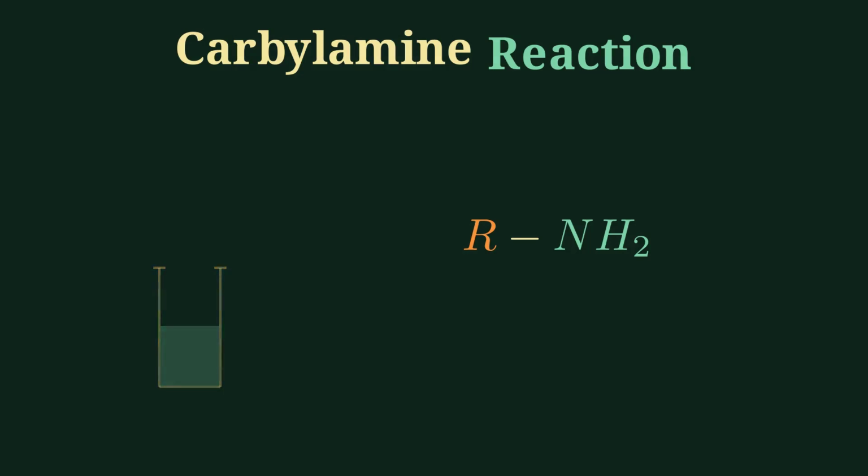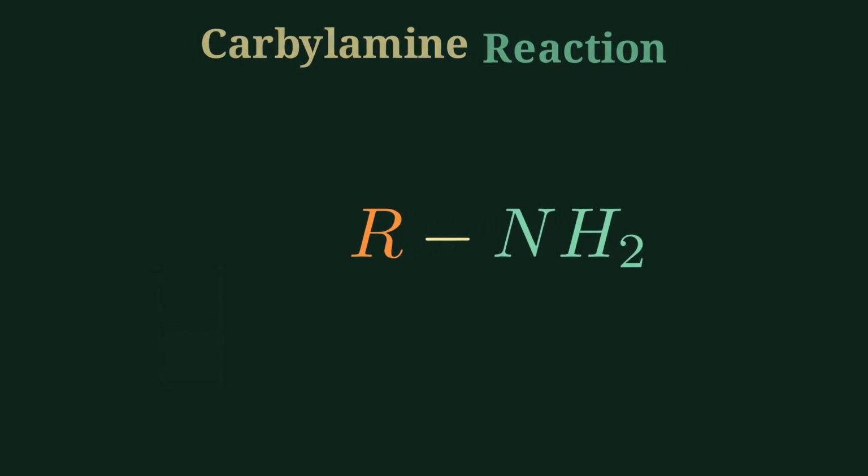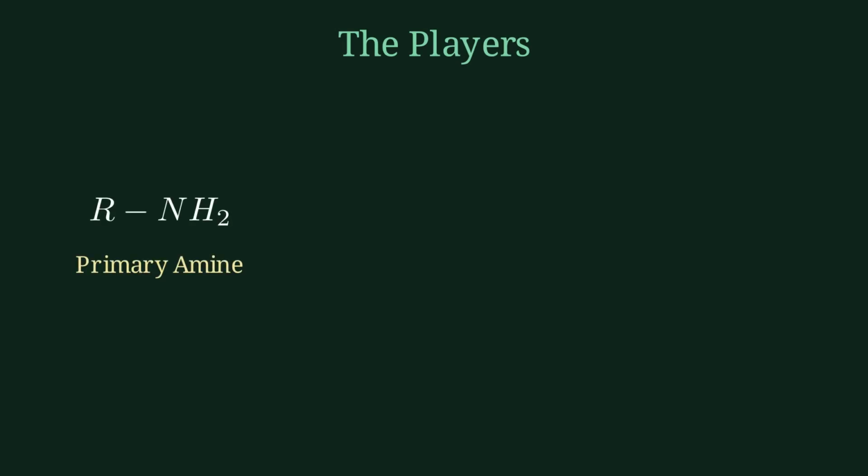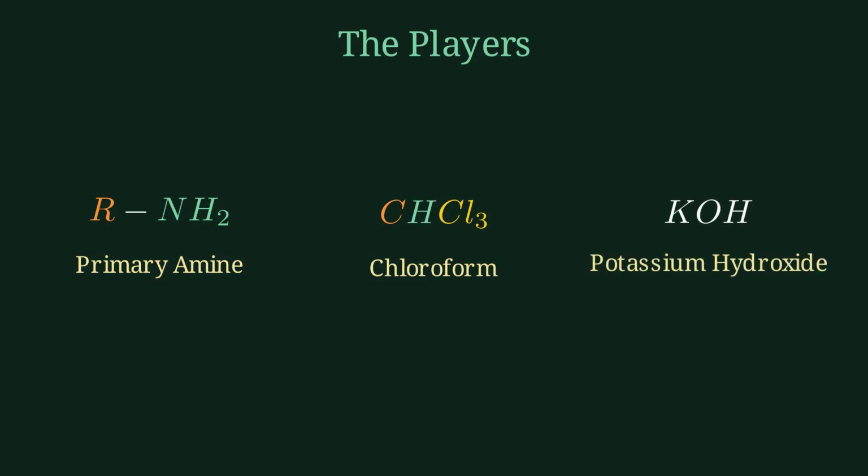But beyond the bad smell, what is actually happening at the molecular level? Let's look at the players involved. First, we have our primary amine, which we can visualize as an R group attached to an NH2 group. Then we have chloroform, one carbon atom bonded to 3 chlorines and a single hydrogen. Finally, we have potassium hydroxide, our strong base.